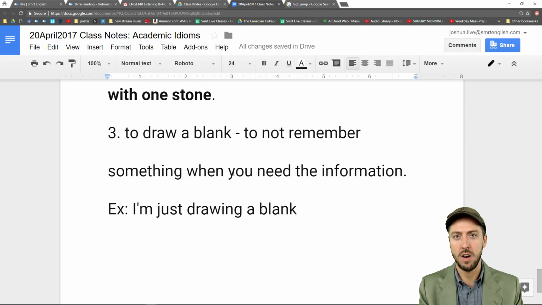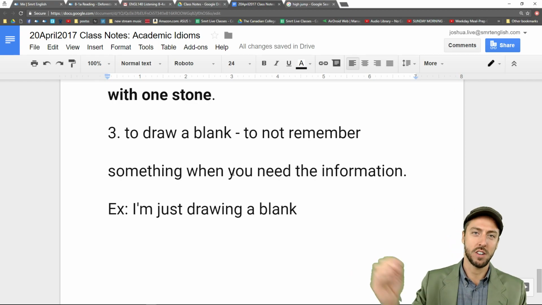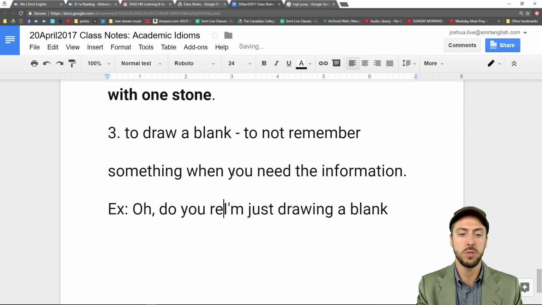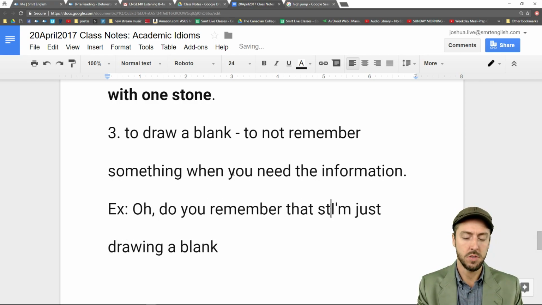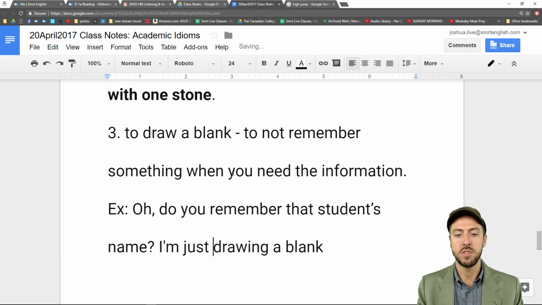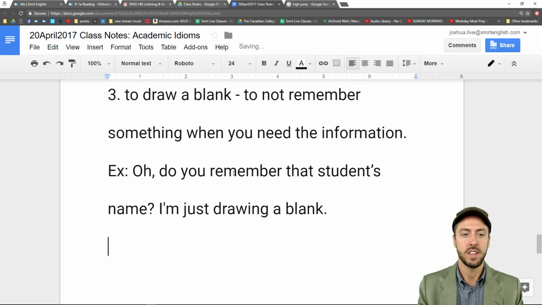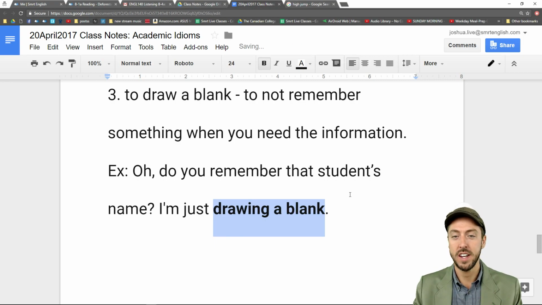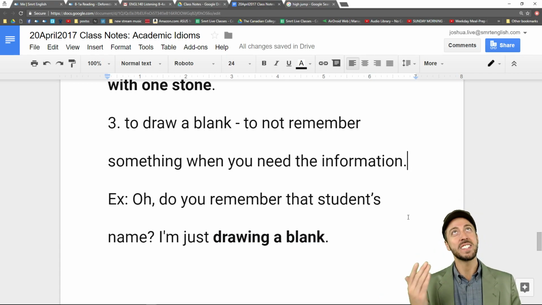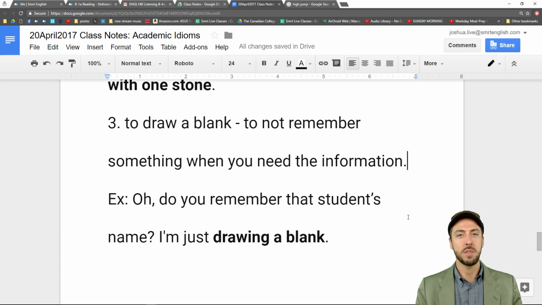Let's pretend we're in a class and someone just walks in the door. We could say to our friend, "Oh, do you remember that student's name? I'm just drawing a blank." This means I do not remember the student's name. Drawing a blank is our idiom there. To draw a blank is to not remember something when you need the information. I'm drawing a blank. What is that person's name? This is something super common in English. We say this all the time.